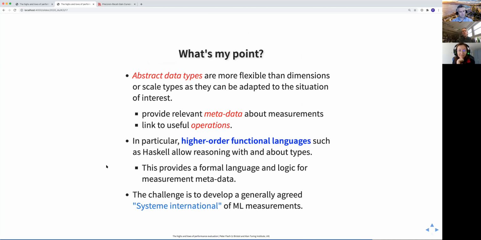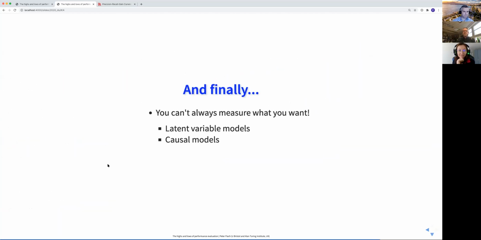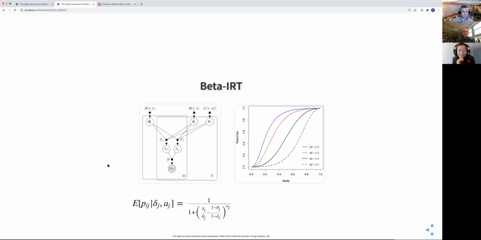And I think what we should think about as machine learners is, what would be reasonable data types? What would be reasonable operations? Can we come up with a canonical set in the same way as the International System of Units has done?